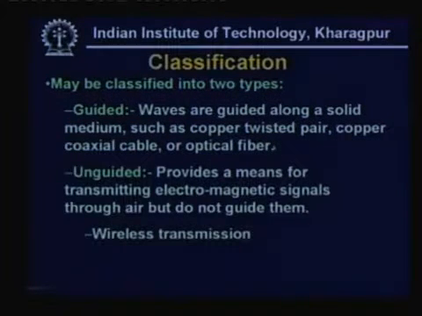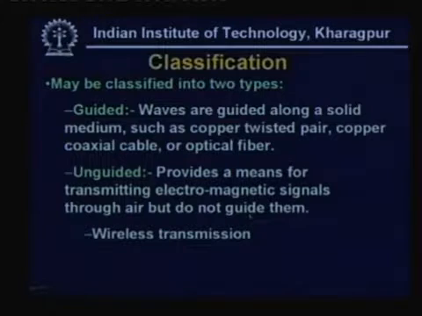So far as the unguided media is concerned, it provides a means for transmitting electromagnetic signals through air, but does not guide them. So in such a case, we are communicating through air, and obviously whenever we communicate through air, then we have to choose proper antenna and so on, as we shall see. And this unguided transmission is called wireless transmission.